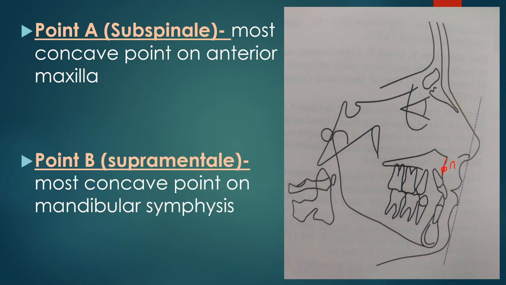Second is point B. It is also known as supramentale. It is the most concave point on mandibular symphysis. As the point A was most concave point on anterior maxilla, point B is the most concave point on mandibular symphysis and is located somewhere here and represented as point B.